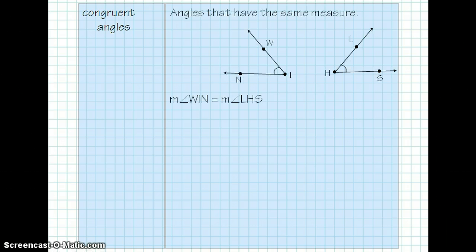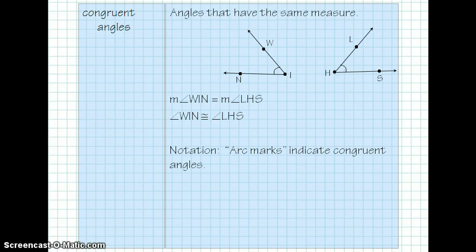So we've got here the measure of angle WIN is equal to the measure of angle LHS. We can also write this as angle WIN is congruent to angle LHS. Notice the notation here. Now we used arc marks, those little marks next to the I and the H. We use those to indicate congruent angles. Now if we'd had another set of angles here, we would have had two arc marks. And so you just go through, you match up arc marks to tell which angles are congruent to which.